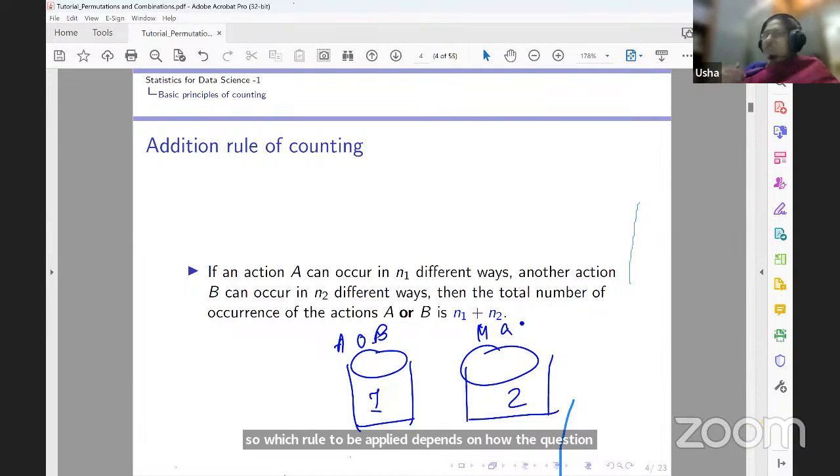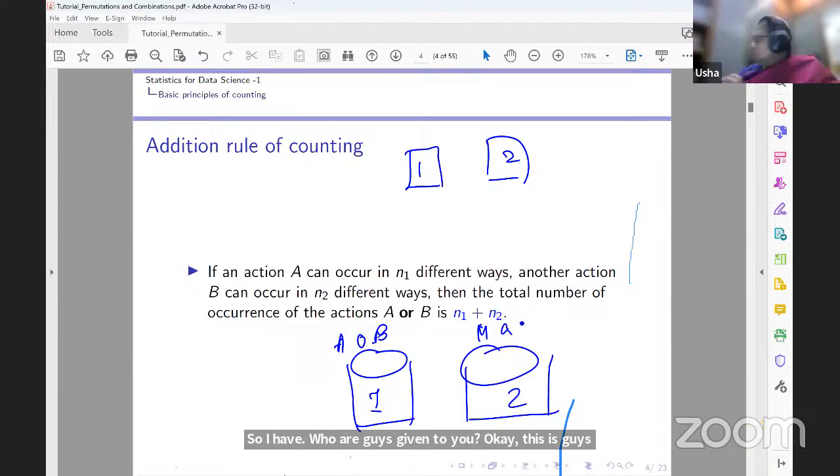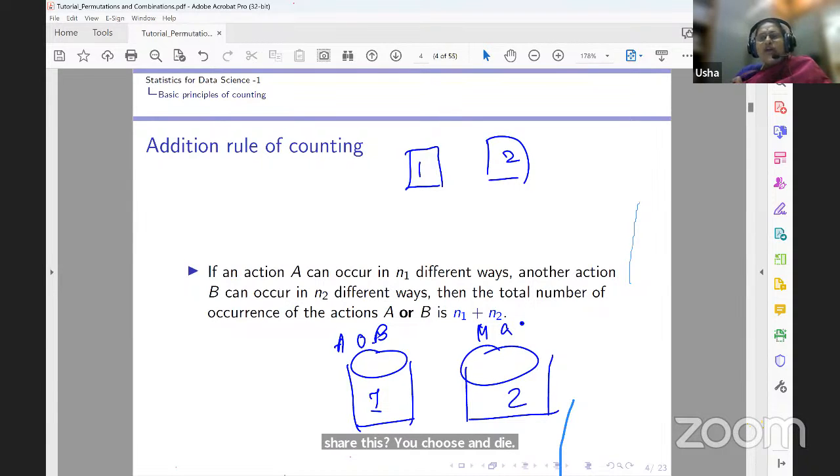Now let's test the concept by asking another question. In probability we keep seeing rolling of dice. So I have 2 dice given to you. This is die 1 and die 2. Each die has 1 to 6 written on it. Now I'm telling you the following. The first decision is you choose a die, and once you have chosen the die, roll the die.